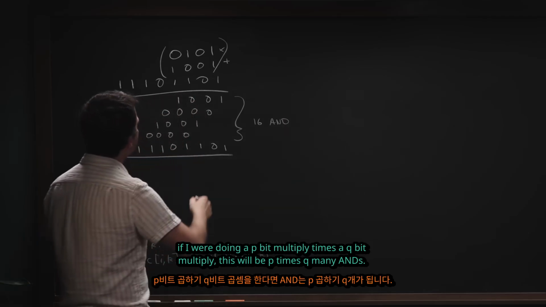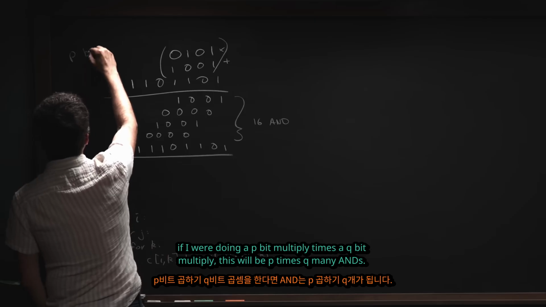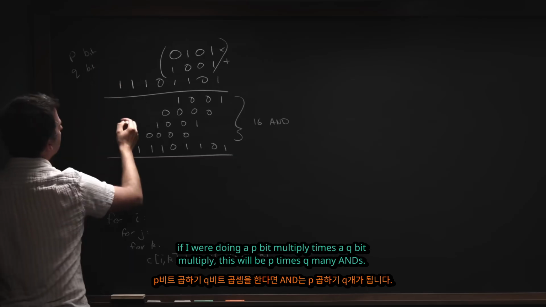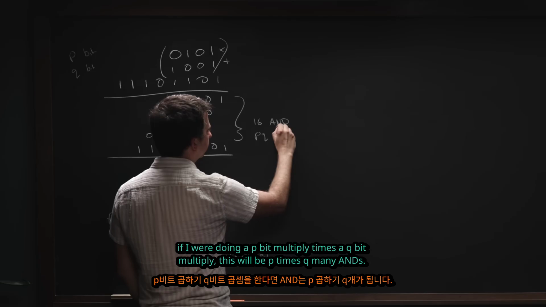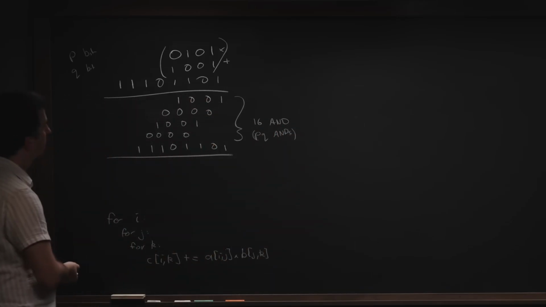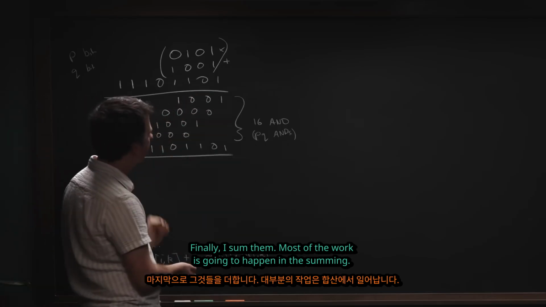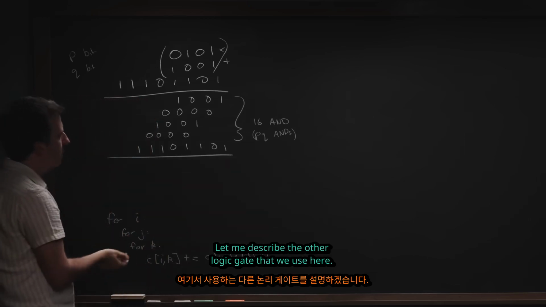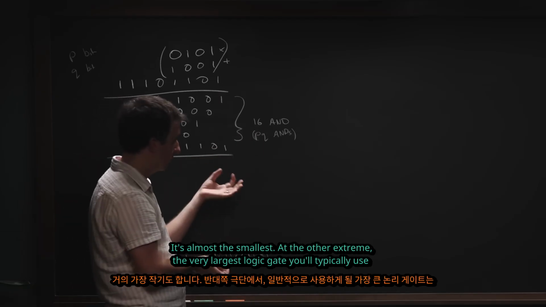Or in the general case, if I were doing a p-bit multiply times a q-bit multiply, then this will be p times q many ANDs. Makes sense. Finally, I sum them. Actually, most of the work is going to happen in the summing. And so let me describe the other logic gate that we use here. AND is almost the simplest logic gate that exists on a chip. It's almost the smallest.